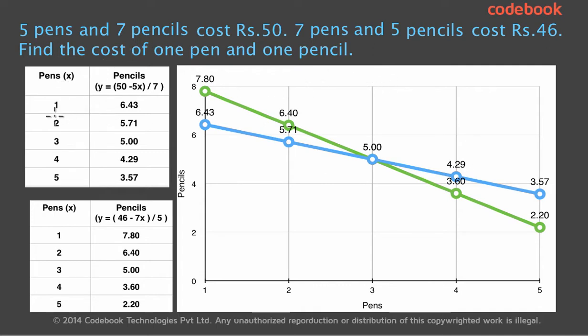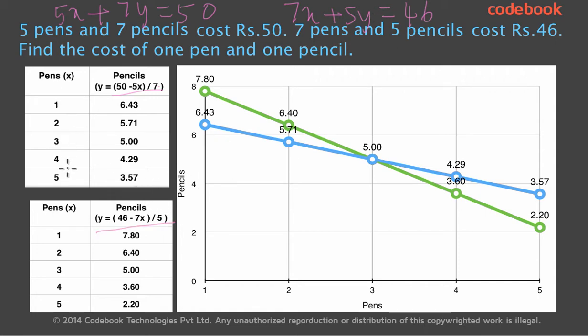So the equations of these two are, we have 5x plus 7y is equal to 50 rupees. That is your first equation, assuming x is the cost of the pen and y is the cost of the pencil. And the second one, we have 7x plus 5y is equal to 46. So here we have 7 pens and 5 pencils which cost together as 46 rupees. So again, as previously, we can express the first equation as y equal to (50 minus 5x) by 7, and the second equation as (46 minus 7x) by 5.